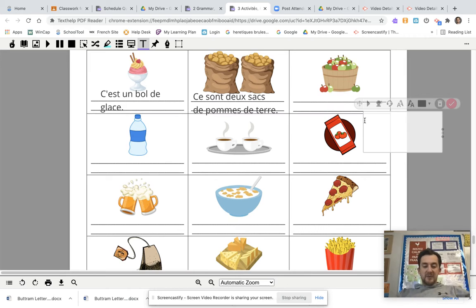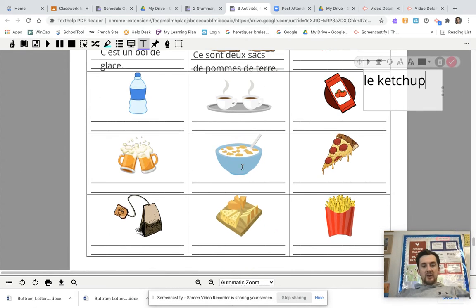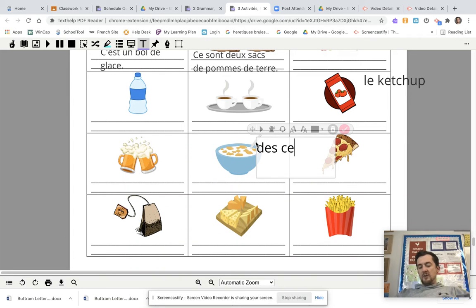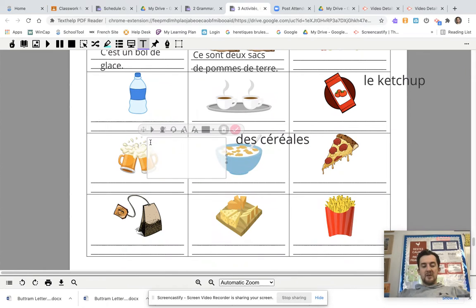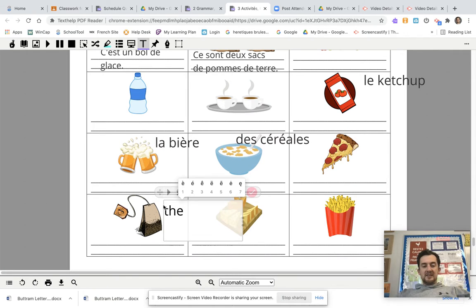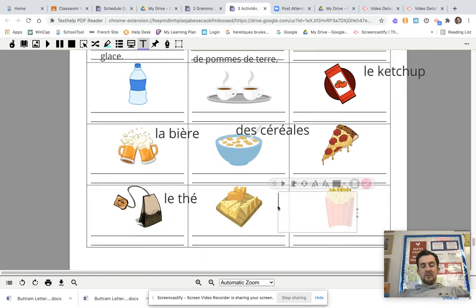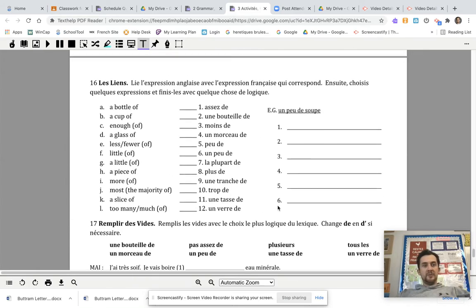The word for ketchup, if you don't remember from the junior high, is le ketchup. The word for cereal, if you don't know, I don't know if this has been given to you actually, is des céréales. The word for beer I mentioned earlier is la bière. The word for tea is le thé. The word for cheese and the word for fries, I believe you know.